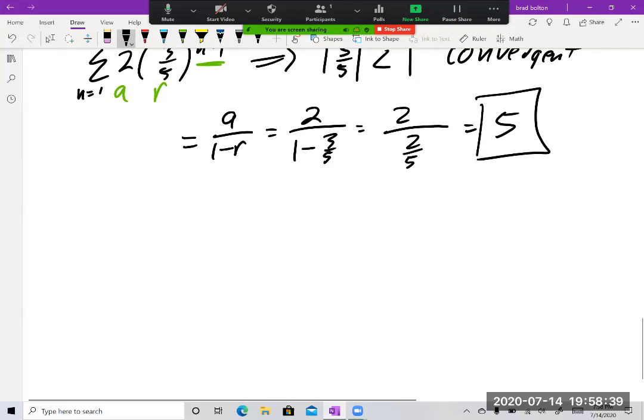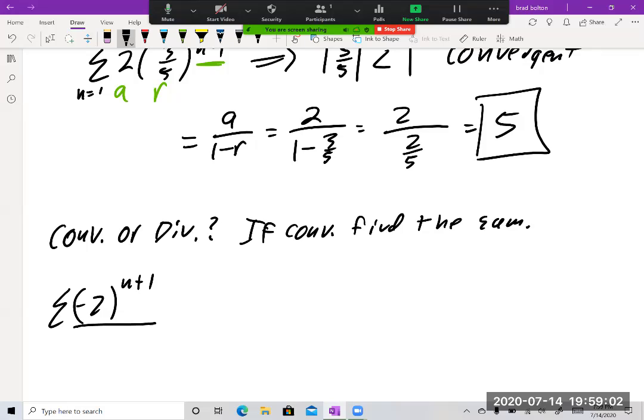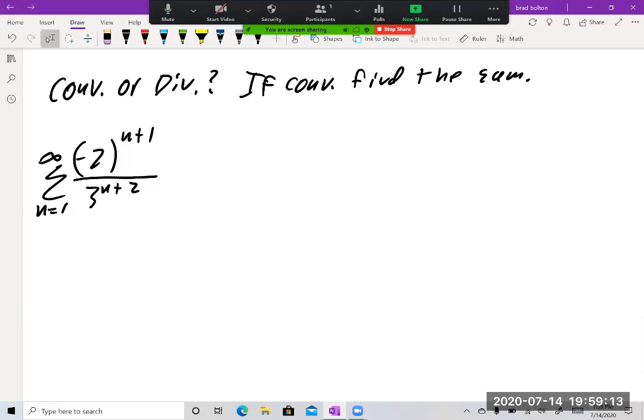Okay, so let me give you this one: convergent or divergent. If convergent, find the sum. Okay, so I'm going to give you the sum of -2 to the n plus 1 divided by 3 to the n plus 2, n equals 1 to infinity. Okay, so first thing you notice is it really isn't in the right form for us.